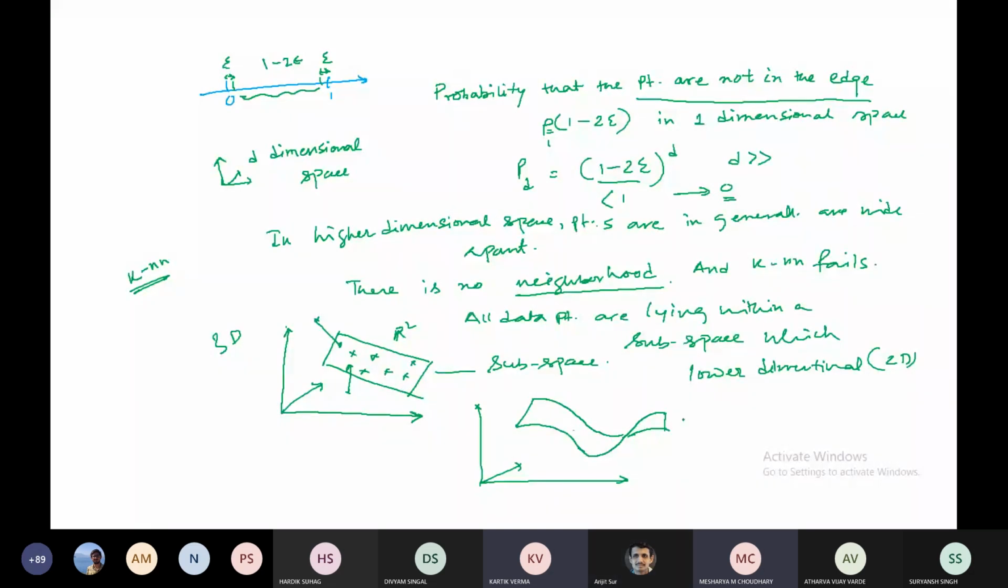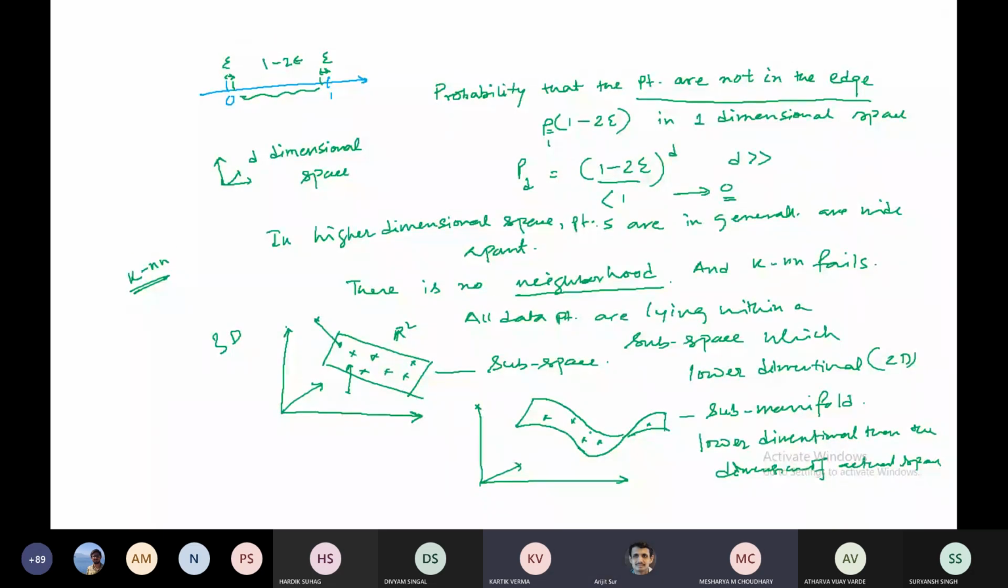It's something like this. So it's called a submanifold. Actually, this submanifold is not two-dimensional. It may be higher dimensional, but a submanifold is basically lower dimensional than the actual space, than the dimension of the actual space. If this point is within this submanifold, then we can do something.